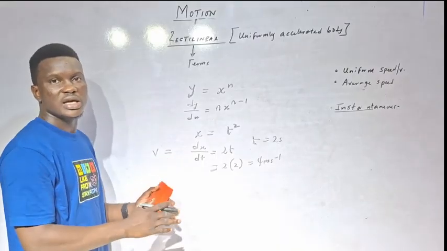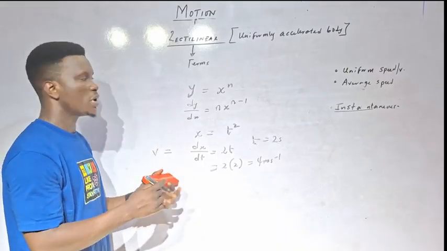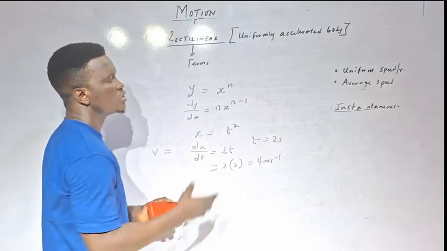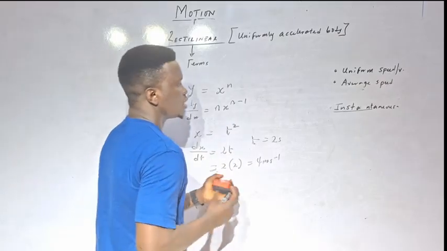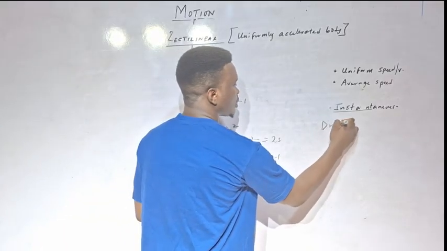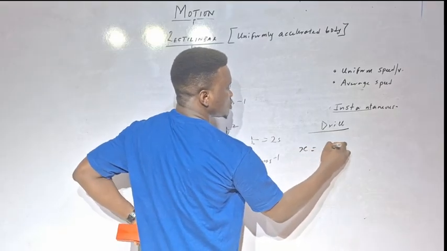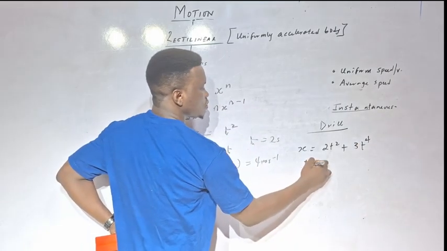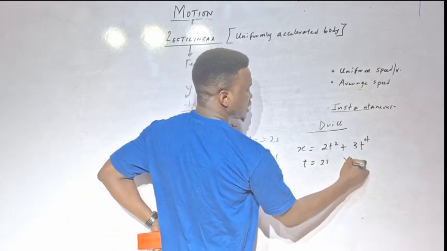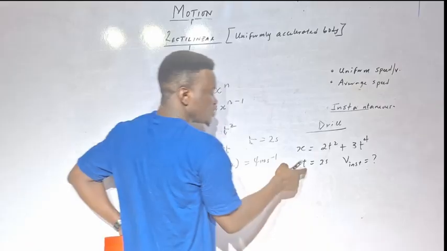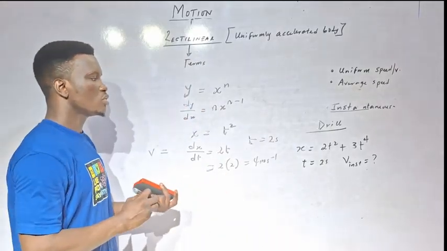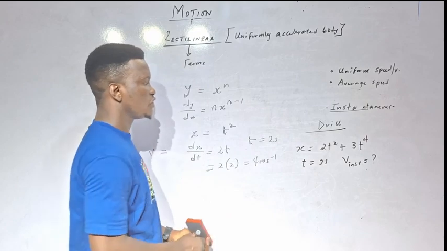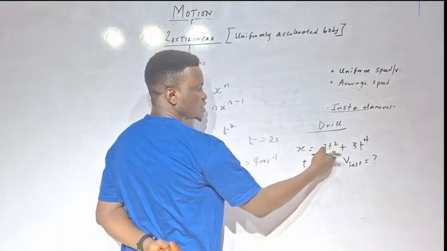So do you understand how this works now? y is equal to x raised to power n. So you differentiate, then n x raised to power n minus 1, and that's the thing. So if they give you a question like this, they can say a body is described by x equals 2t squared plus 3t raised to power 4, then at t equals 2 seconds, what is the instantaneous speed? That means what is the speed at that particular time? So whenever they say anything instantaneous, just know you will have to differentiate this. So if you are differentiating this, then we are going to say x is serving as a function of time.